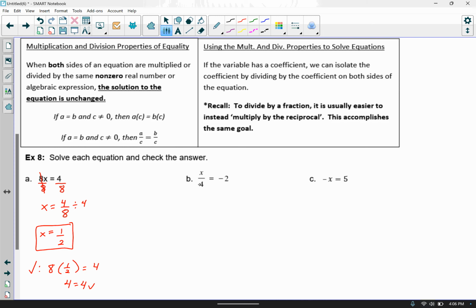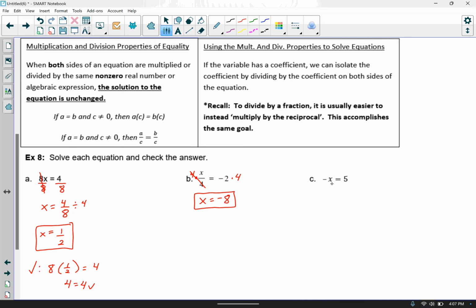In letter B, I want to get this x all by itself. Right now it's being divided by 4, so to undo division, just multiply. So that way, got a 4, and those 4s, one's on top, one's on the bottom, so it's going to cancel out. Just leaves me with x. And on the right-hand side, negative 2 times 4 gives me negative 8. And again, you can kind of eyeball the check here. Negative 8 divided by 4, yep, that would give me a negative 2. So final answer.